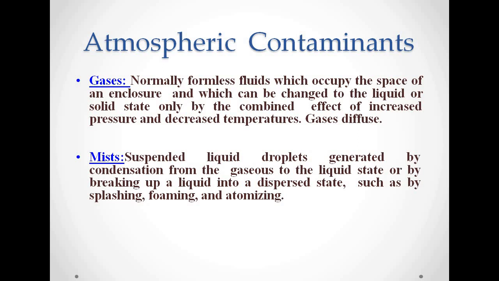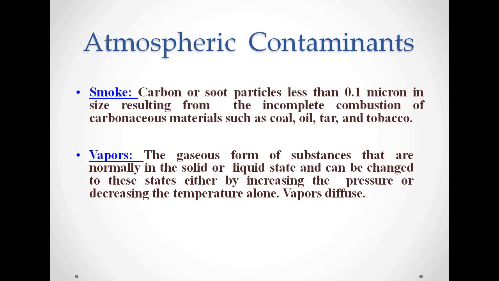Normally gases diffuse. If we consider mist, these are suspended liquid droplets generated by condensation from the gaseous to the liquid state or by breaking up a liquid into a dispersed state, such as by splashing, foaming and atomizing. Next, coming to smoke: carbon or soot particles less than 0.1 micron in size resulting from the incomplete combustion of carbonaceous materials such as coal, oil, tar and tobacco.